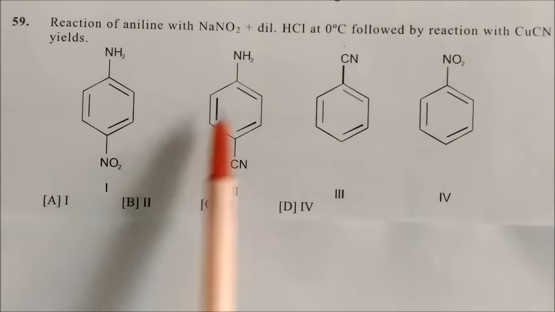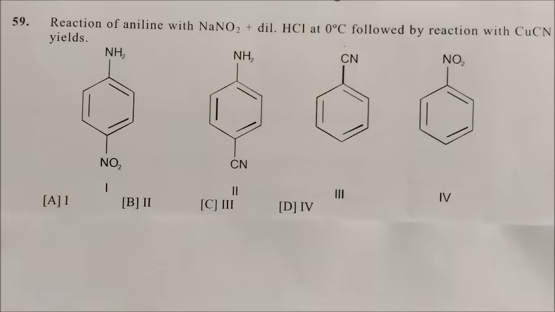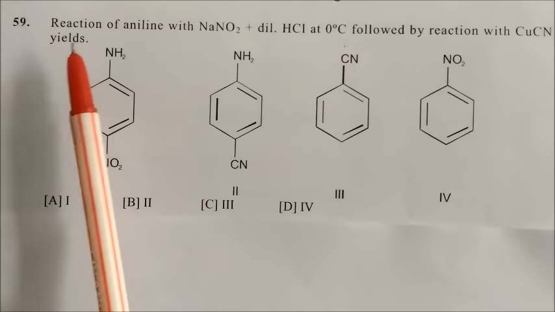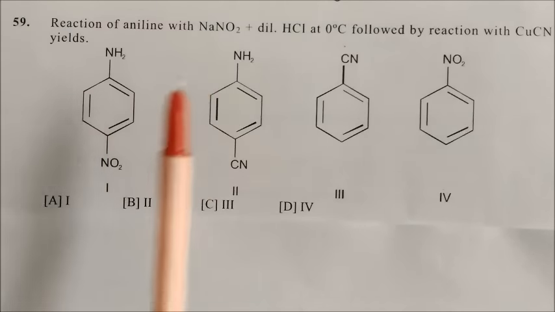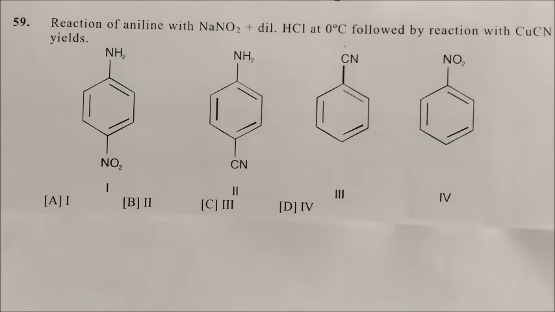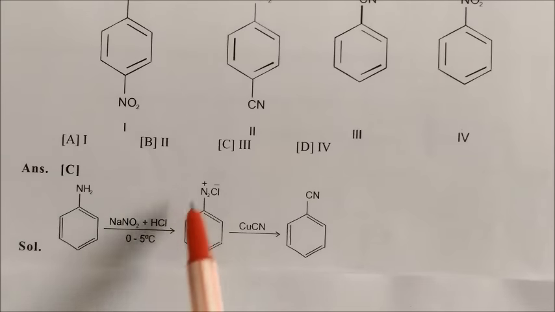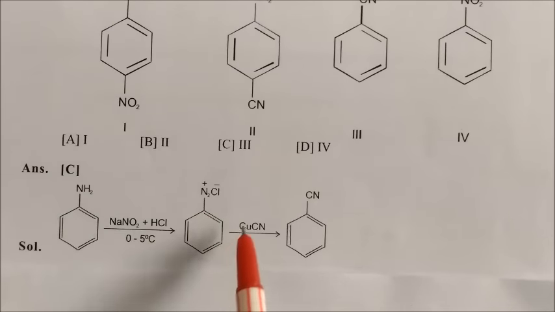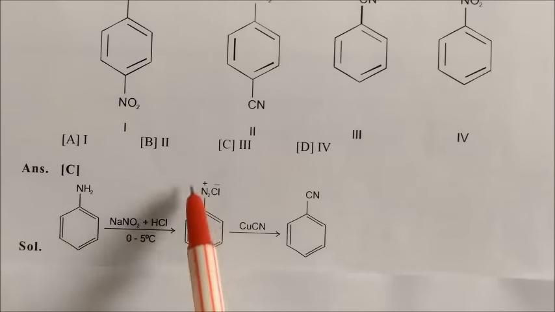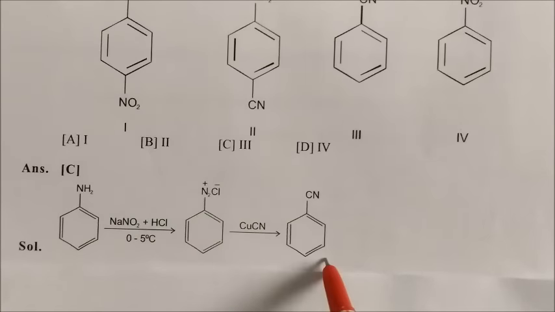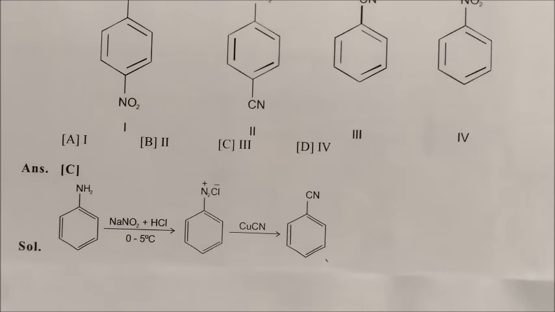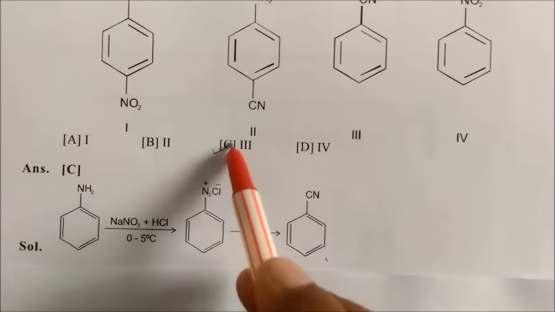So what will happen? This NaNO2 will attack on the NH2 and it will form a diazonium salt. So let us see how this reaction occurs. At low temperature, this will form a diazonium salt, and after this, when CuCN attacks, this will be replaced by the CN and you will get finally this cyanobenzene. So our answer is your third product, that is C.